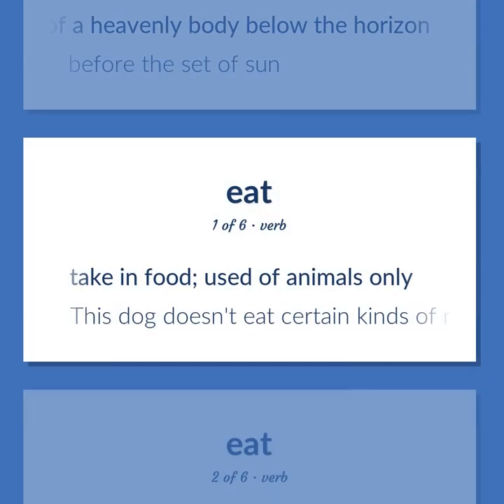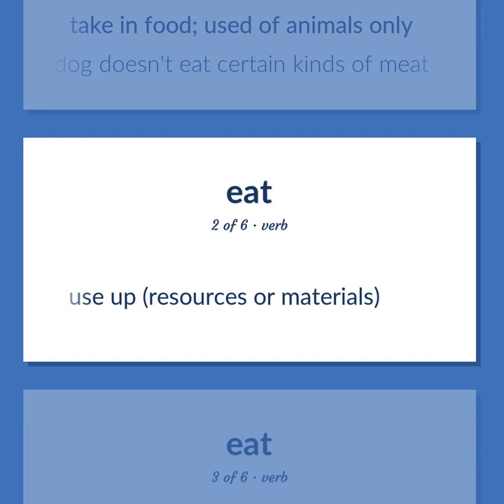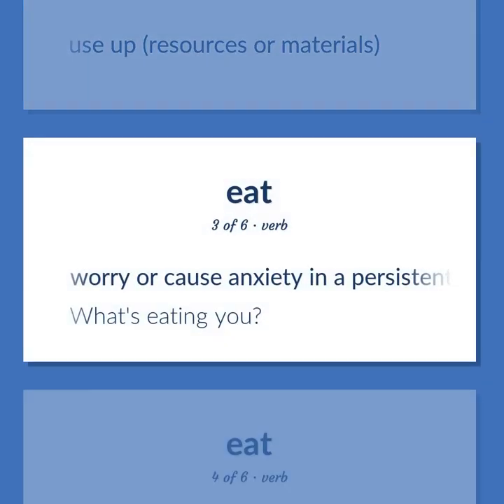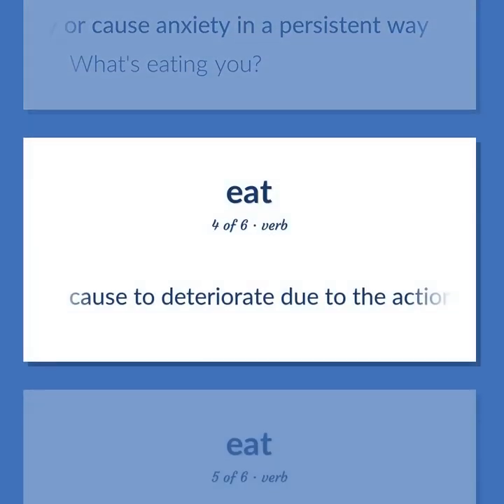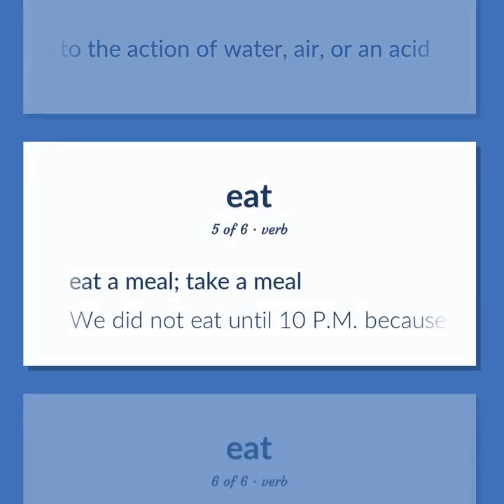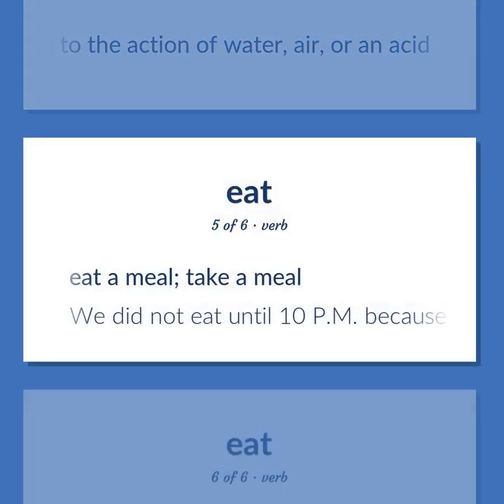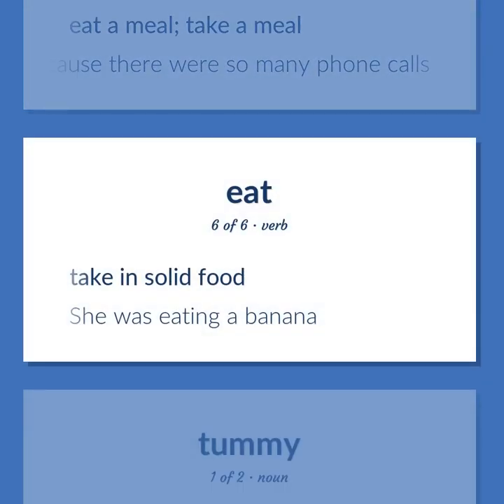Take in food, used of animals only. This dog doesn't eat certain kinds of meat. Use up resources or materials. Worry or cause anxiety in a persistent way. What's eating you? Cause to deteriorate due to the action of water, air, or an acid. Eat a meal. Take a meal. We did not eat until 10 p.m. because there were so many phone calls. Take in solid food. She was eating a banana.